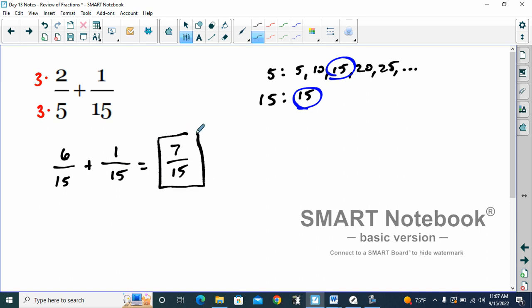Simplify if you can. The only thing that multiplies to 7 is 1 times 7. 15 is not divisible by 7. The only common factor here is 1. So we're finished. 7 over 15 is correct.